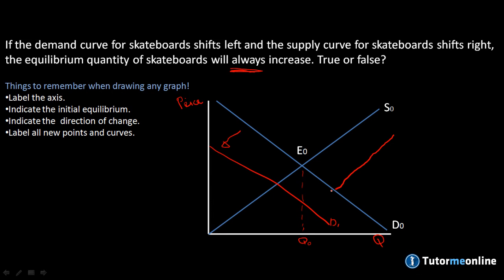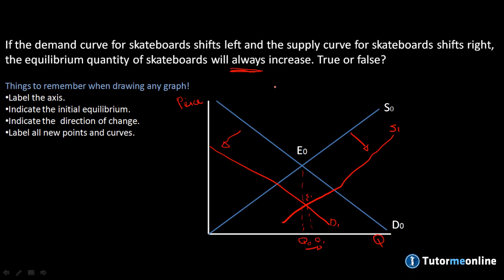So let's draw our new supply curve. And we need to mark it as S1 and also indicate the change of direction. So we can see we have a new equilibrium at this point, E1, and we can put in Q1. And we can see that in this case, our quantity increased. But this is not necessarily always the case. So the answer in this question is false.